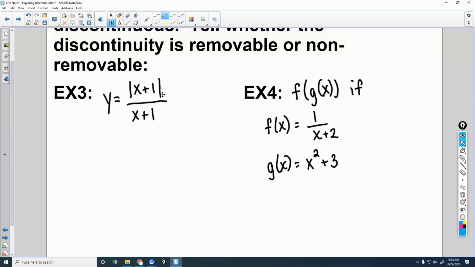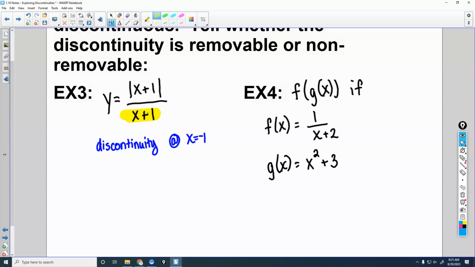So those almost cancel, right? Just about cancel. But the top has absolute value bars and the bottom does not, so we can't just mark them out and cancel them. I am definitely, without a doubt, going to have a discontinuity at x equals -1. And I know that because my denominator here, if I plug in -1, I'd get 0 in the denominator.